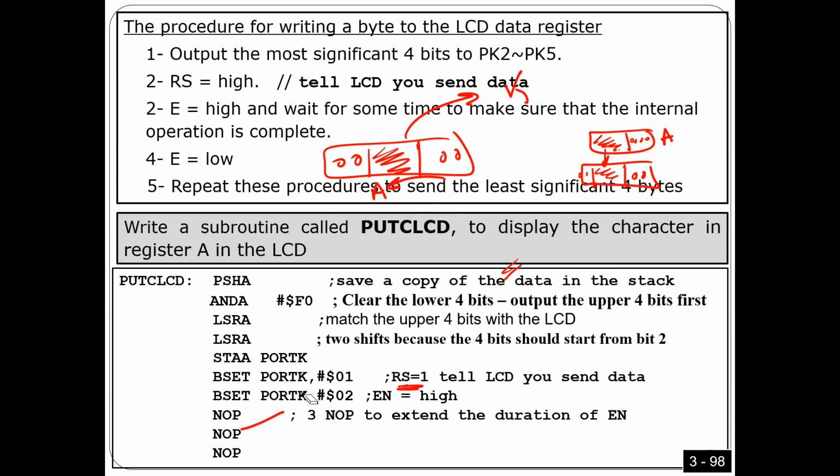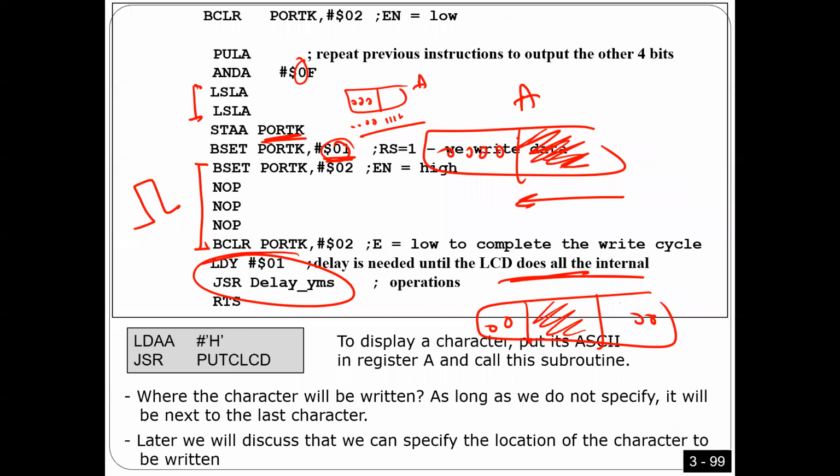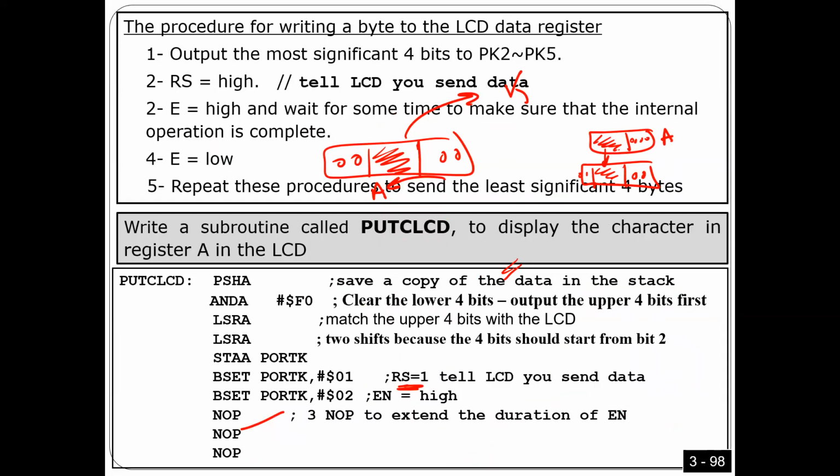Everything is the same because the command has 8 bits. So we're going to send 4, and then we're going to send 4. It's exactly the same thing. The only difference is RS. Here, this one. Here, RS is bit set. I'm going to make it bit clear.